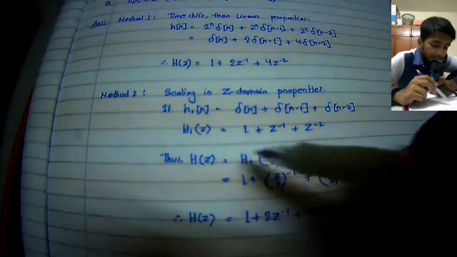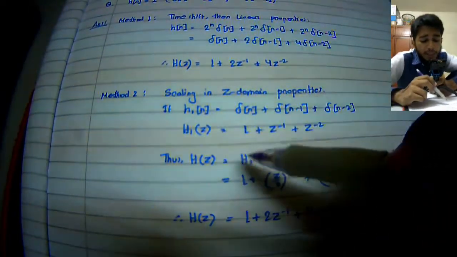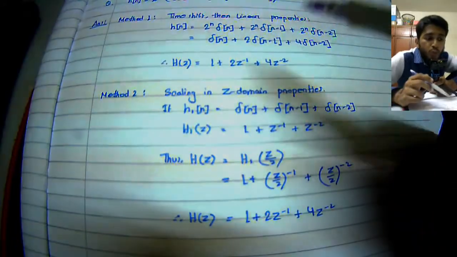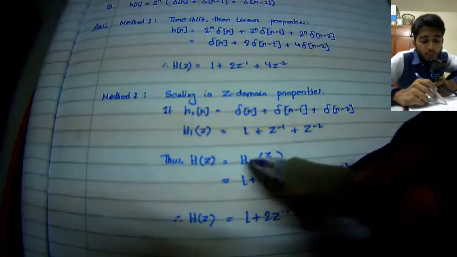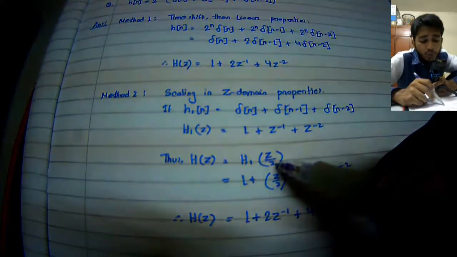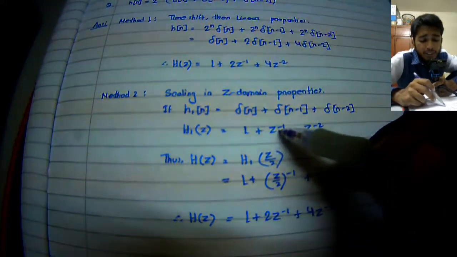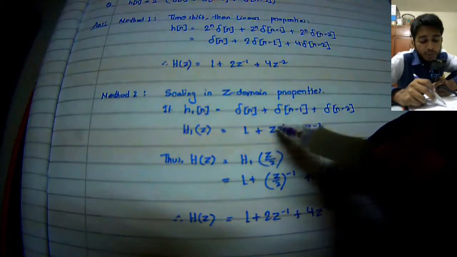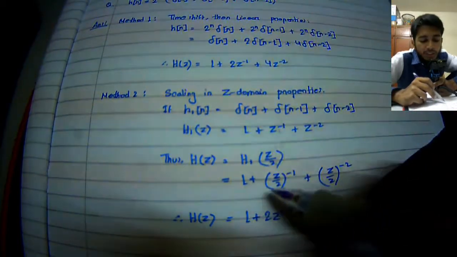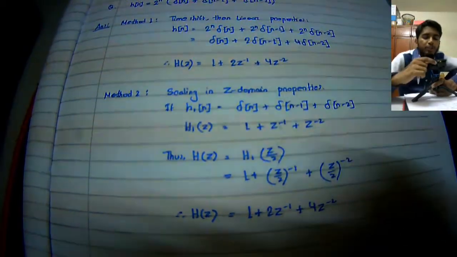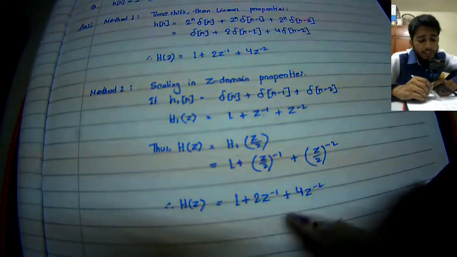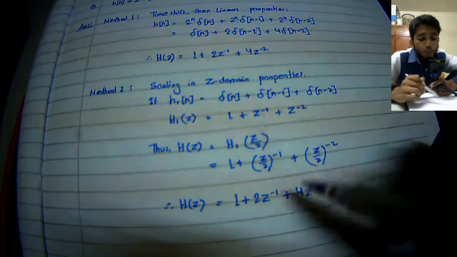Then we consider the scaling factor. We know that initially it was H(z), but when we have a scaling factor of 2, we divide z by 2. So we have H(z/2), the same function, but with z substituted by z over 2, which will give us this. And if we simplify the function, we will find the same result as before.